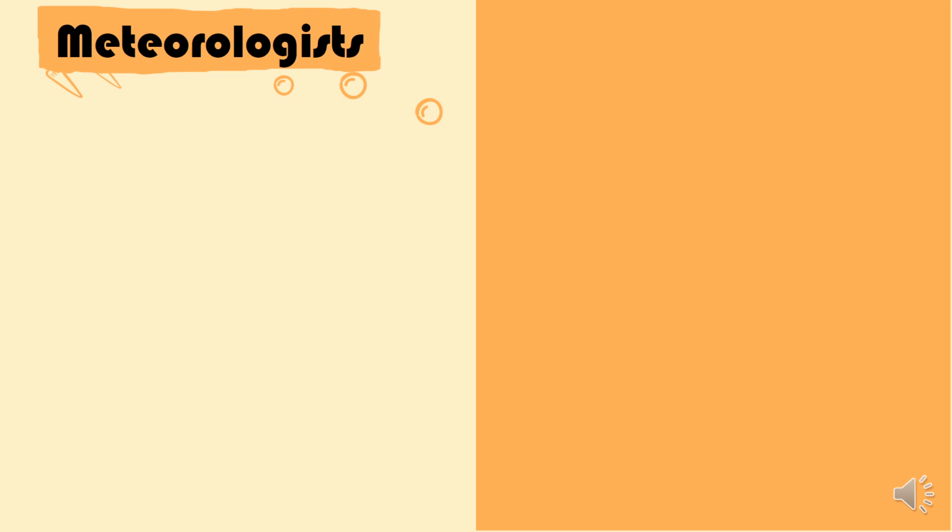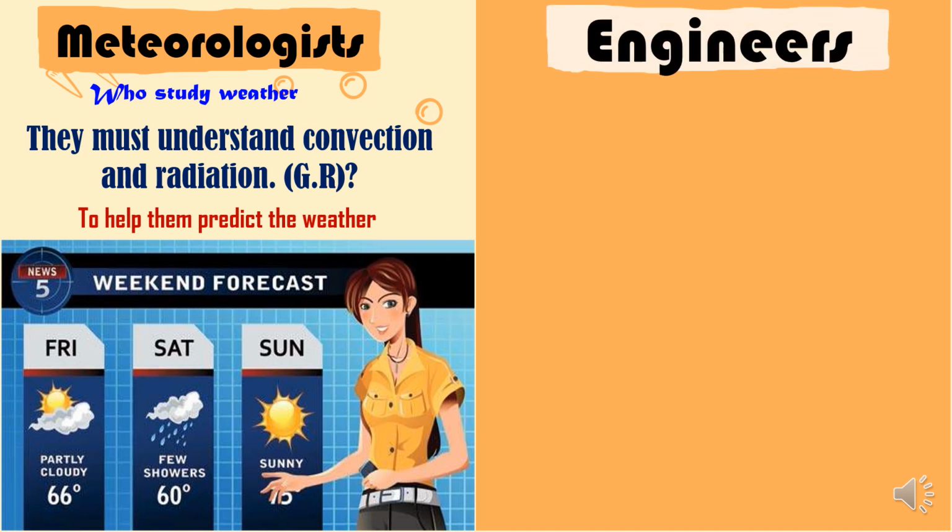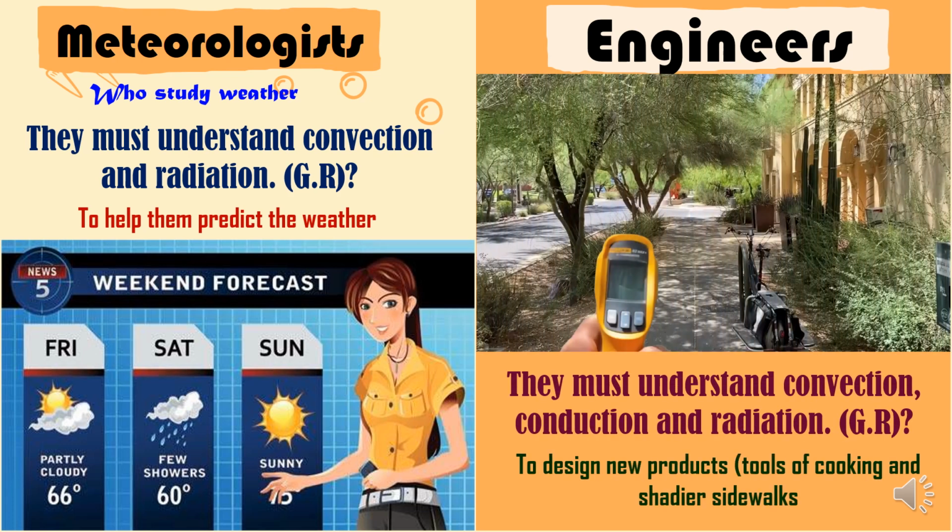There are some careers that depend on studying the ways of heat transfer, like meteorologists. Meteorologists, those are scientists who study weather. They must understand convection and radiation to help them predict the weather. Number two is engineers. They must understand convection, conduction, and radiation to design new products such as tools of cooking and shadier sidewalks.